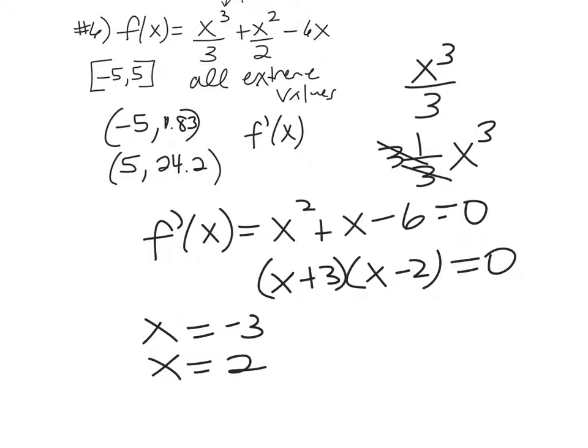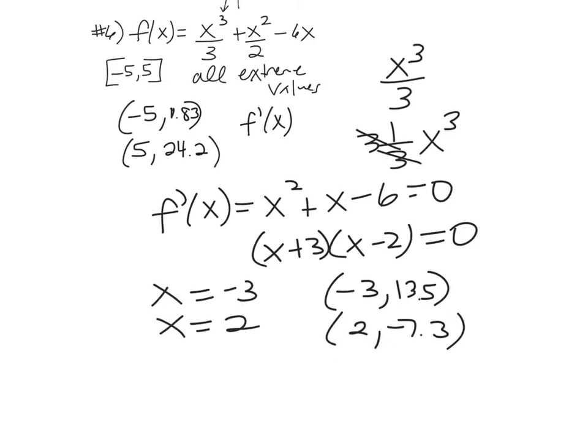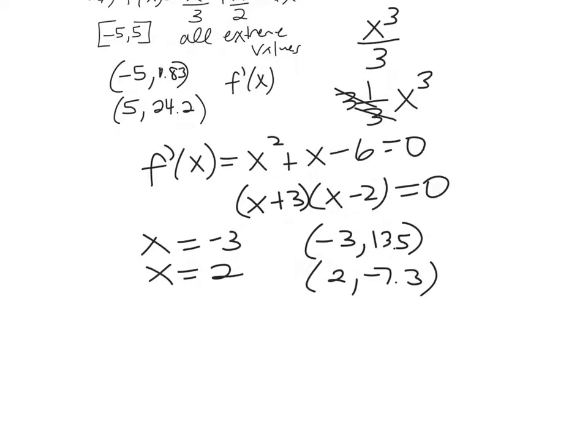Those are also going to be critical points. When I plug -3 back into my function, I get 13.5. And when I plug 2 back into my function, we get -7 1/3, so -7.3 repeating. Okay, so now I have 4 points to discuss. You can just look at them, put them on a number line, or kind of graph them in a way.